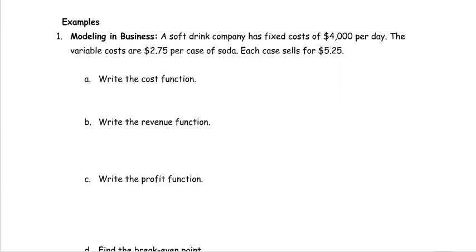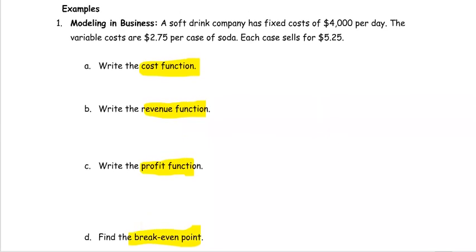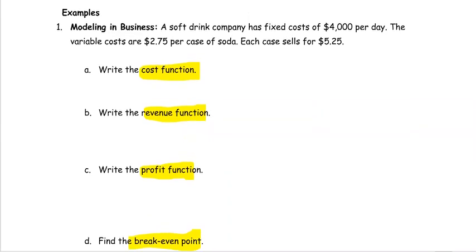Number one, you have to read the problem carefully and identify what you know and what you don't know. Some problems, like this one, have sub problems. They give you information, and you have to write the cost function, the revenue function, the profit function, and then find the break-even point. So there are multiple parts in the problem. That means whatever you have, use the information to get to the answer.